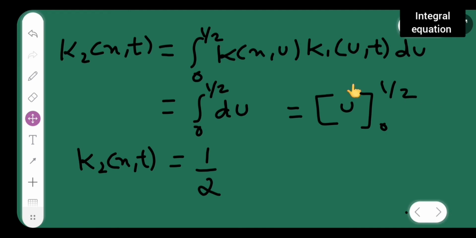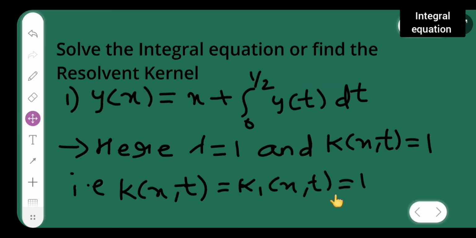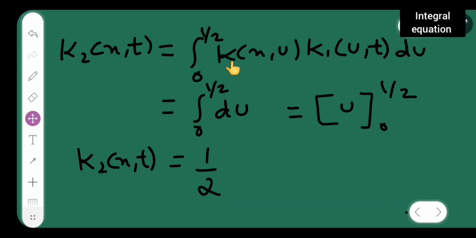Next, I need to find out k2(x,t), which is equal to integral from 0 to half k(x,u) k1(u,t) du. Now what I have done over here is k(x,t) is nothing but 1, right? k1(x,t) is also equal to 1. So this and this, it will be 1, right? So what I will get is integral from 0 to half du, which is equal to u. The limits are upper limit minus the lower limit. If you do, what do I get?